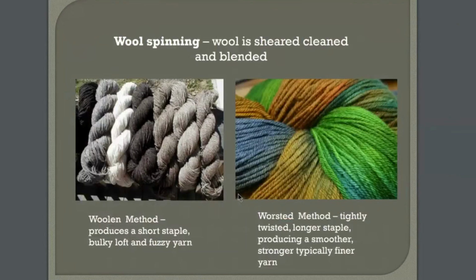I know you've already been tested on this, but I want you to keep in mind the difference between woolen and worsted spinning methods. Again, the woolen method produces a short staple, bulky, lofty, fuzzy yarn. So when you want those big, heavy, warm, insulated sweaters and scarves, the yarn comes from the woolen method. The worsted method is tightly twisted with a longer staple, producing a smoother, stronger, typically finer yarn.